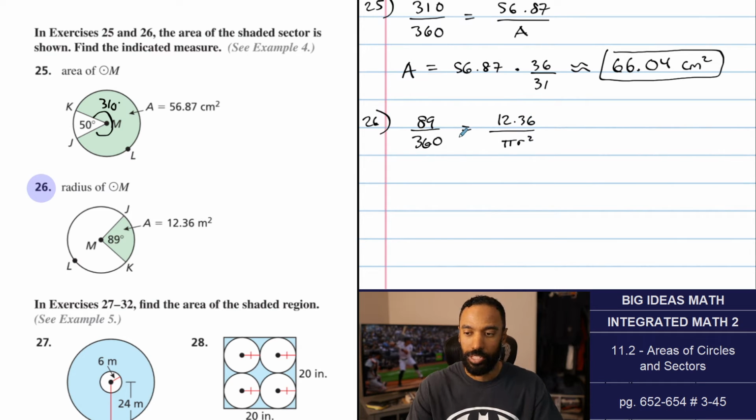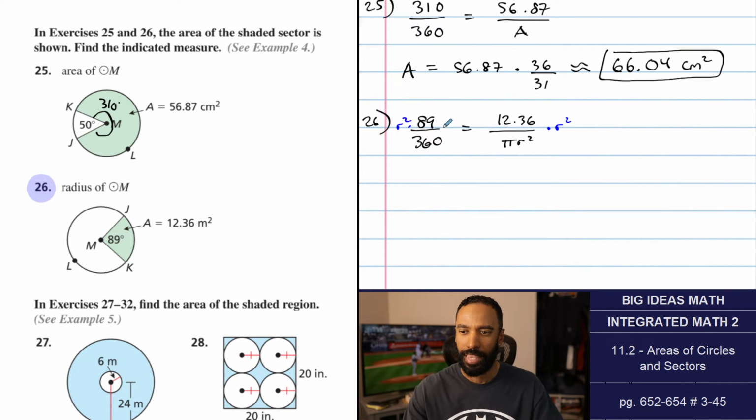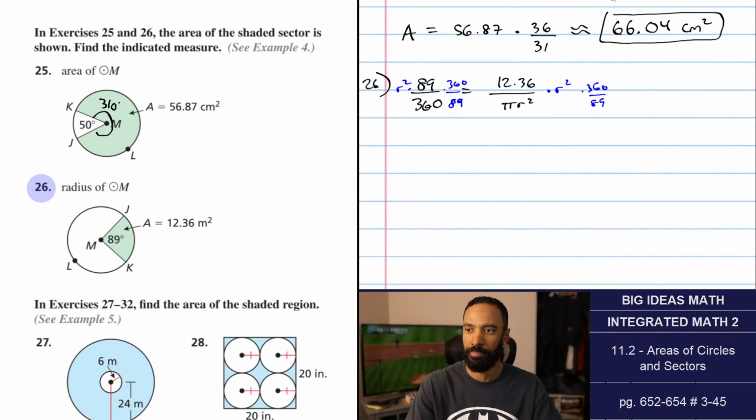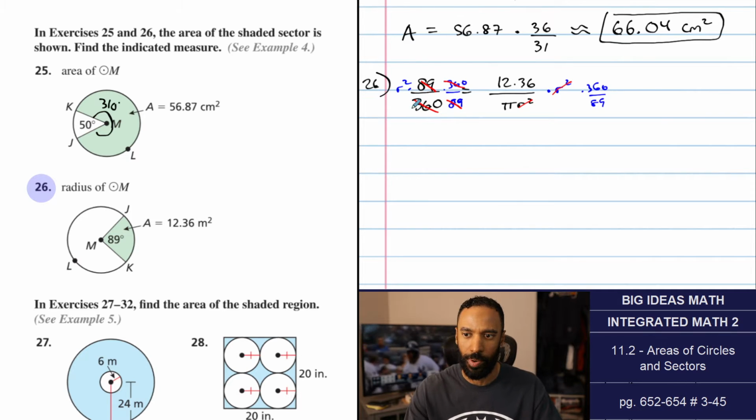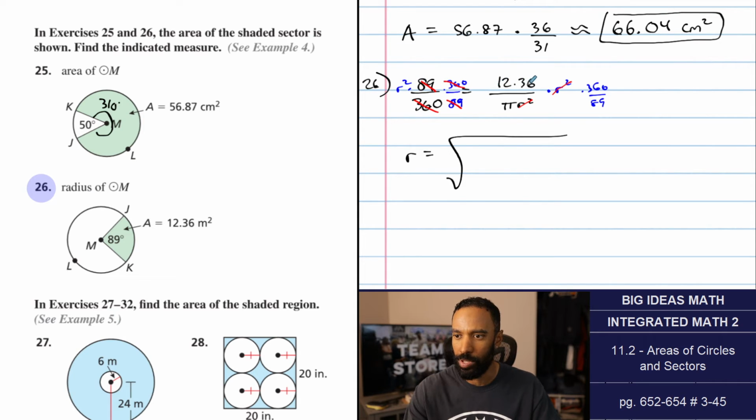So this time, I'm going to do a little more algebra work with you to show how I'm getting r by itself. I'm going to multiply both sides by r squared. I'll leave the pi there. And then I'm going to multiply both sides by that reciprocal, times 360 over 89, and just show you where everything is. So ultimately, r squareds are gone here. Pi stays. 89s are gone. 360s are gone here. And I'm going to take the square root of both sides, right? This is still an r squared. So r will equal the square root of what's inside. Numerator, we still have 12.36 and 360. Denominator, we have 89 and pi.